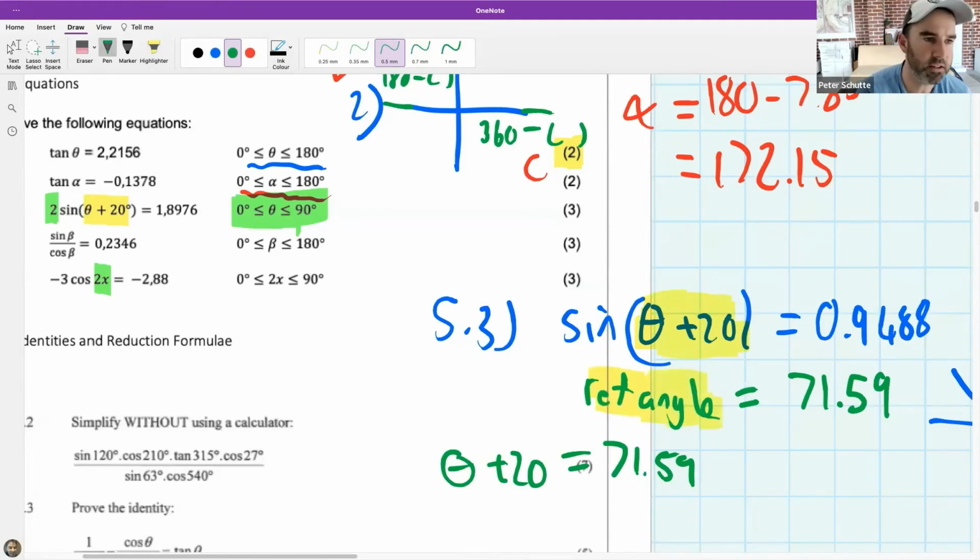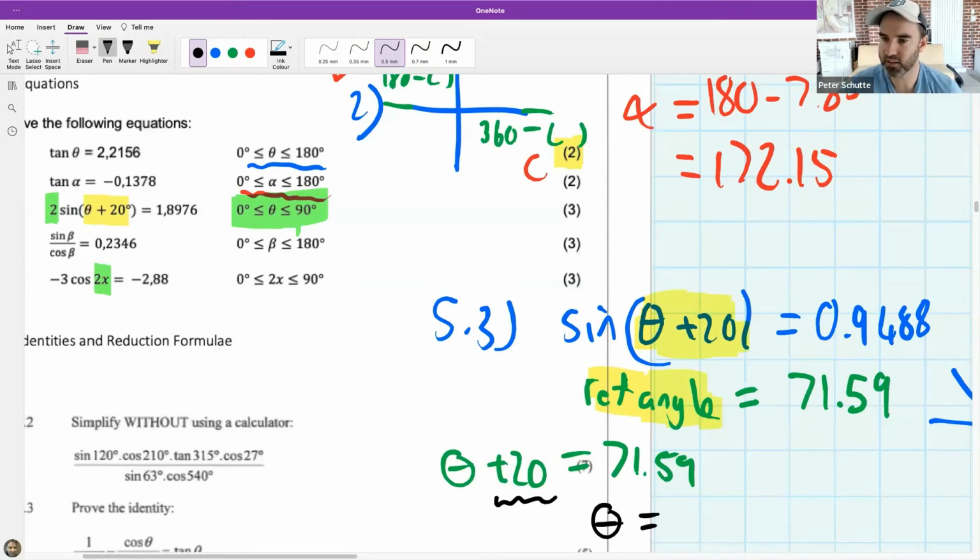Okay, so what do I need to do as a last step? What do I have to do about this plus 20 over here? Yeah, so you take away 20 from both sides, and you're going to get theta. Oh, how did I find the reference angle? So Teddy, I went shift sine 0.9488.